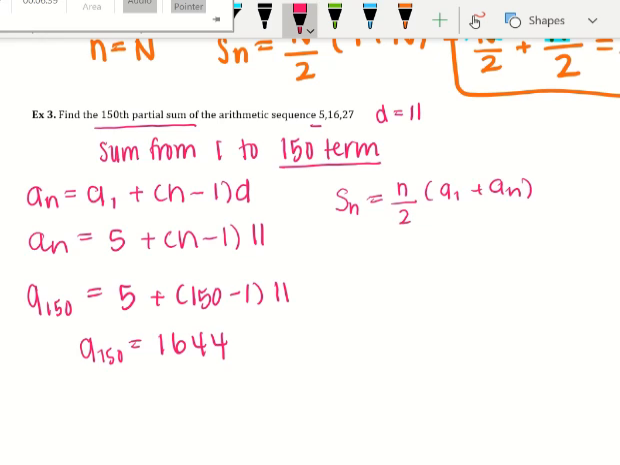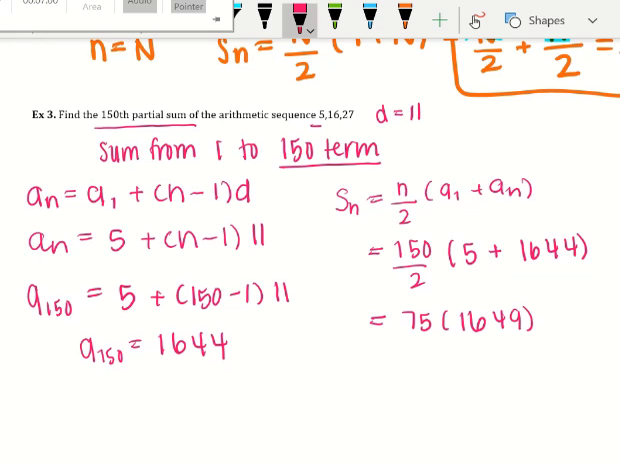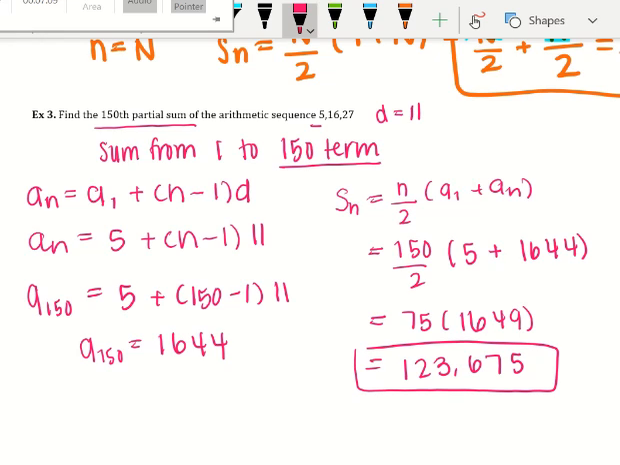And the number of terms is 150, because from the 1st to the 150th term, there's 150 terms. Then a1 is 5, and then our last term was 1,644. So we're just going to go ahead and add those. So this gives you 75 times 1,649. Multiply those together. And this is the number we get. So the 150th partial sum of this sequence is this number right here.